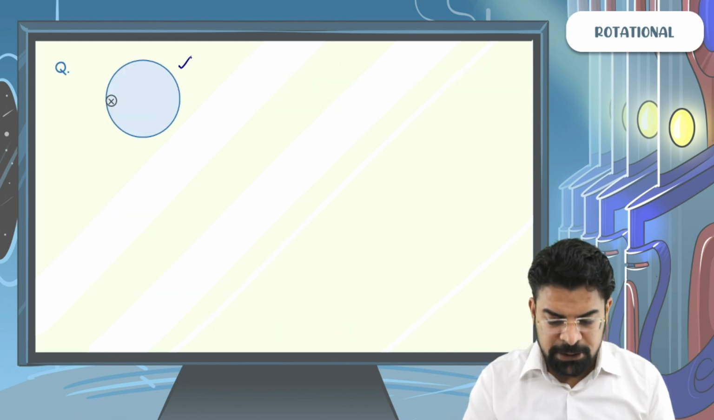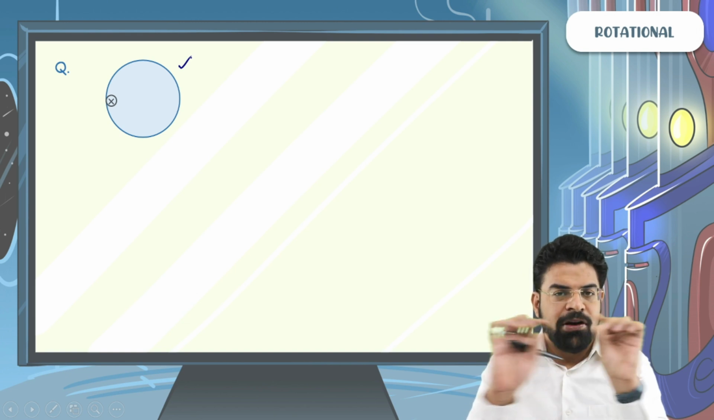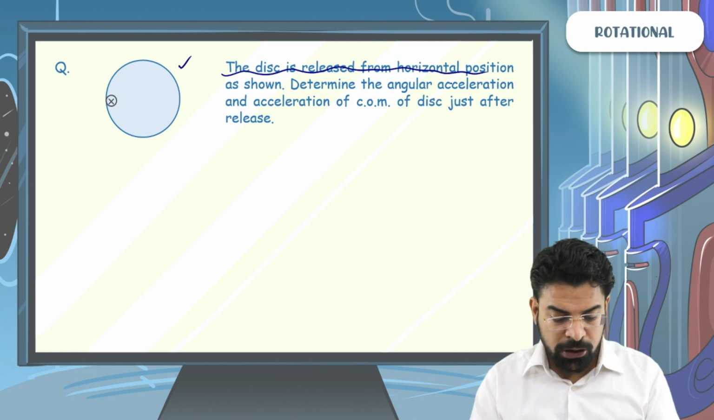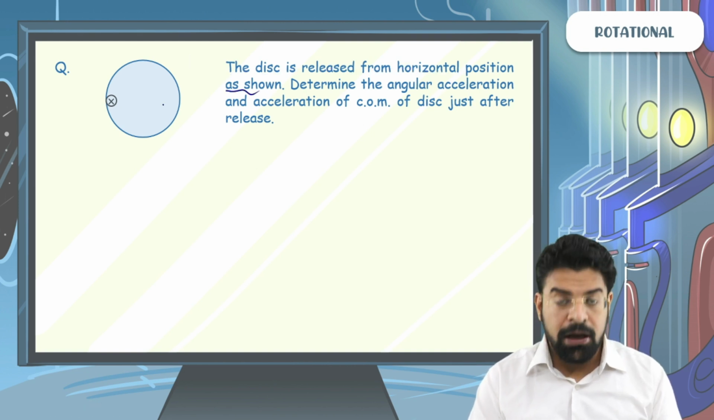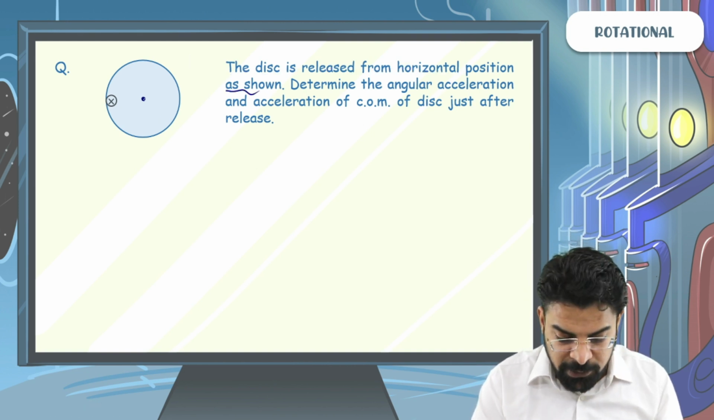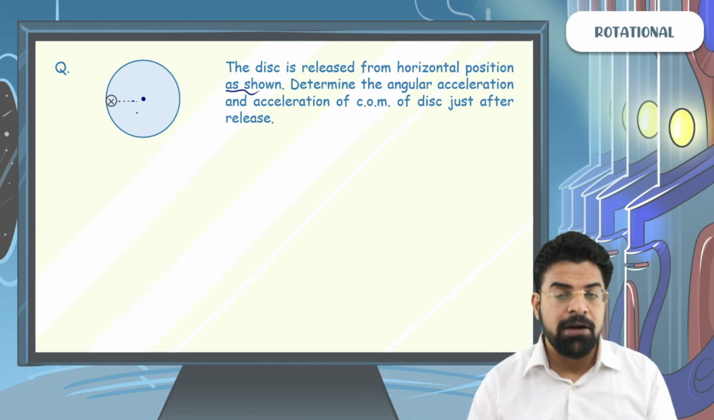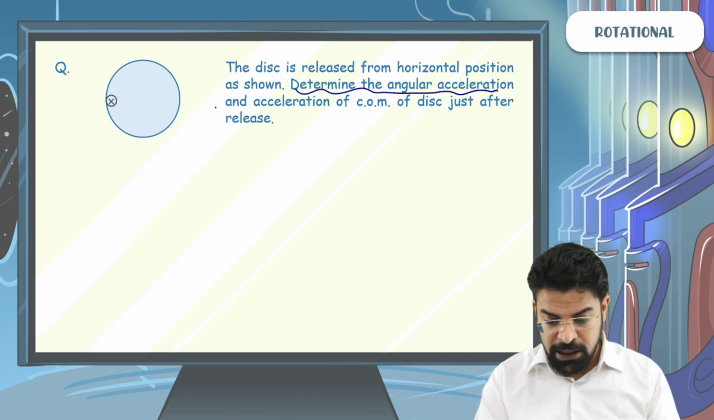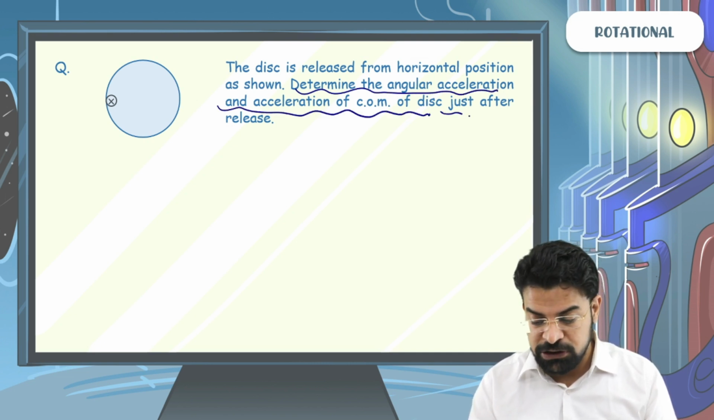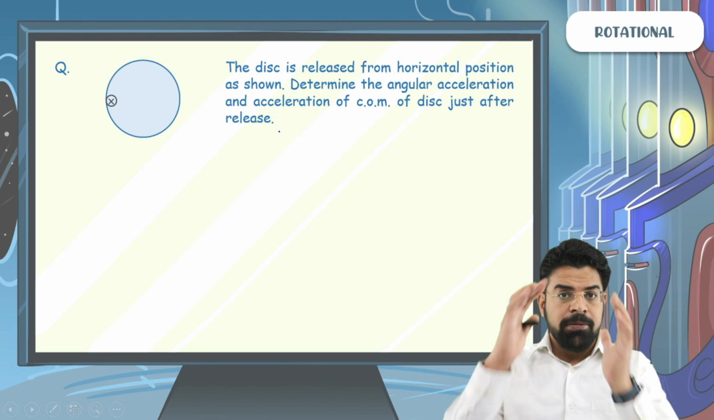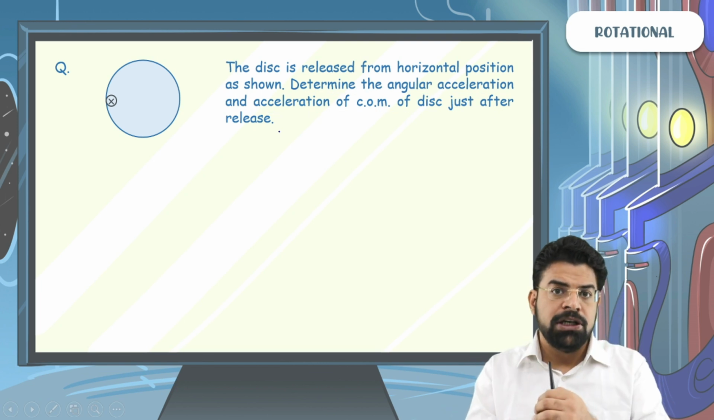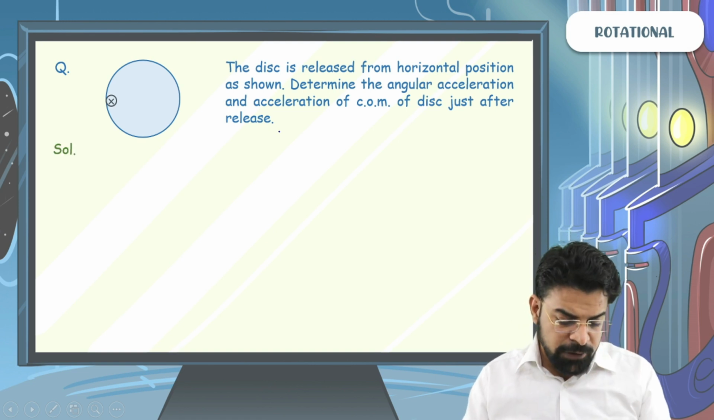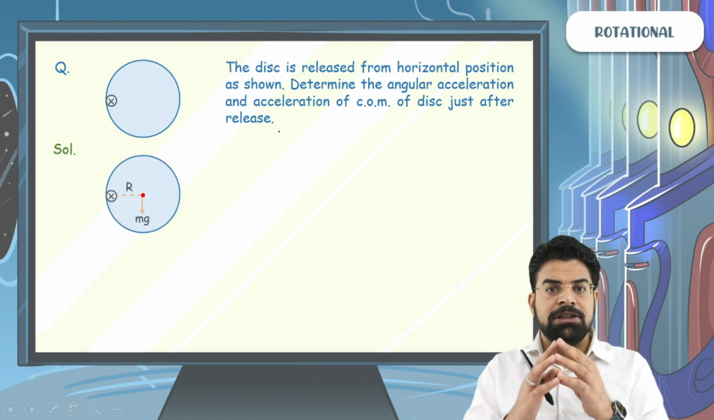So now a similar type of question, but rather than having a rod, we have a disc. The disc is released from the horizontal position as shown. Horizontal position means the center of mass of the disc is at the same level as the hinge when released. Determine the angular acceleration and the acceleration of the center of mass of the disc just after the release. So what will be the alpha of the disc about the hinge, and what will be the acceleration of the center of mass just after the release? So you can visualize the forces acting on the disc just after the release.